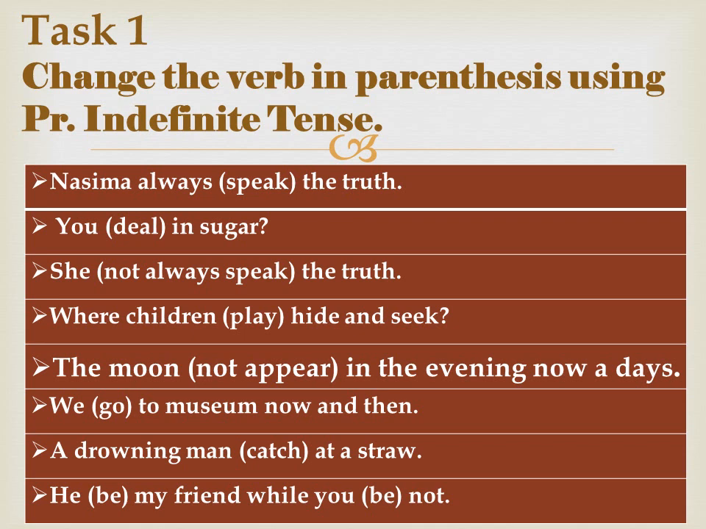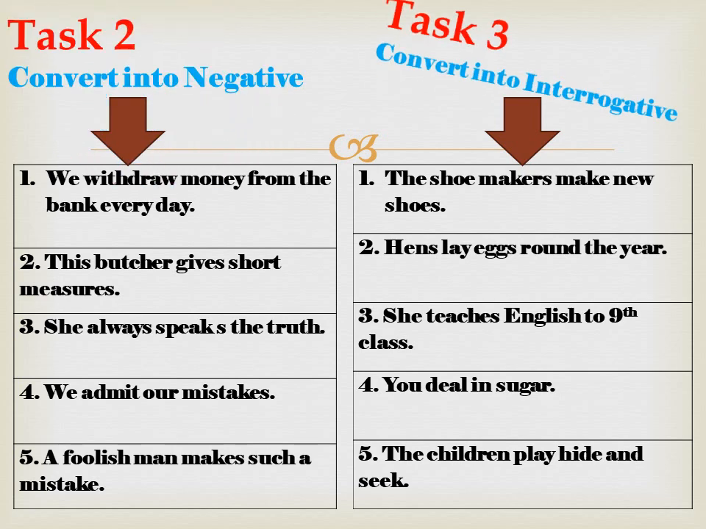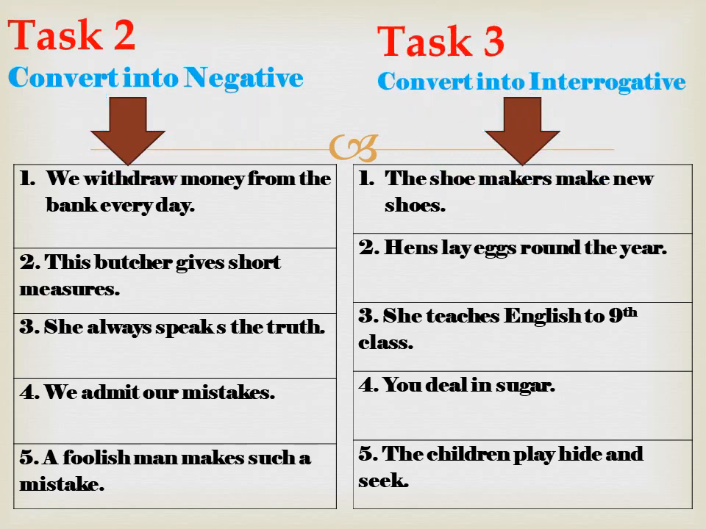You have to be careful about question mark. The sentences which end at question mark here in this exercise, they are supposed to be converted into interrogative sentences. The ones which contain not in them are supposed to be changed into negative sentences. Okay, here goes the task 2, which requires you to convert these sentences into negative, and in task 3 you are supposed to convert the given sentences into interrogative sentences.